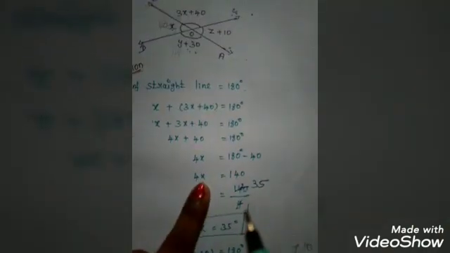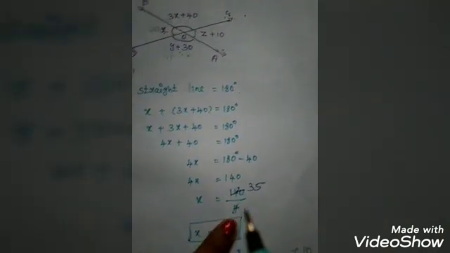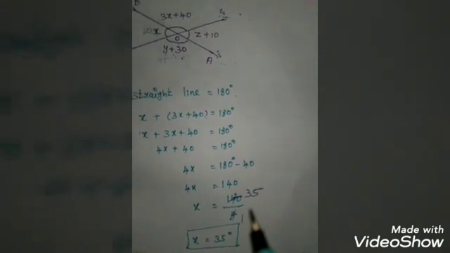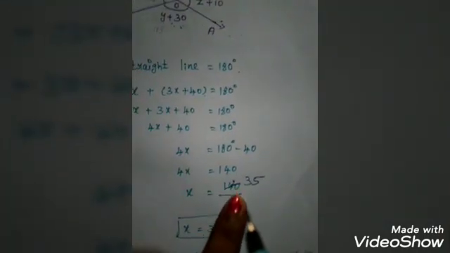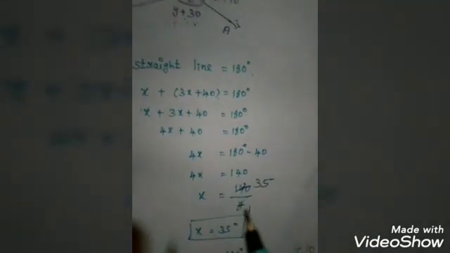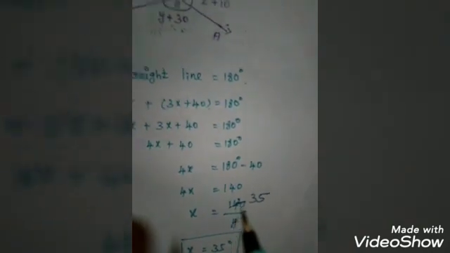Here 4 and x are multiplying, so this 4, take opposite side, it is divided. Okay, so 140 divided by 4. 1 4 is 4. 3 4s are 12. Balance 2. 14 minus 12, subtract, balance 2. Okay, so this is 20. So 5 4s are 20. So value of x is 35. Okay, do you understand this?